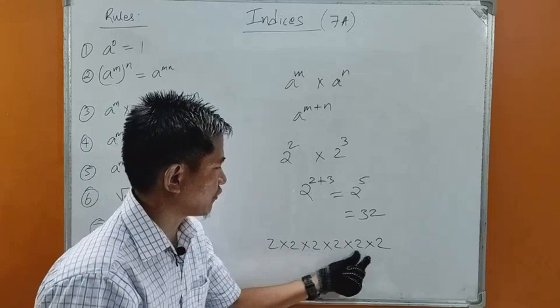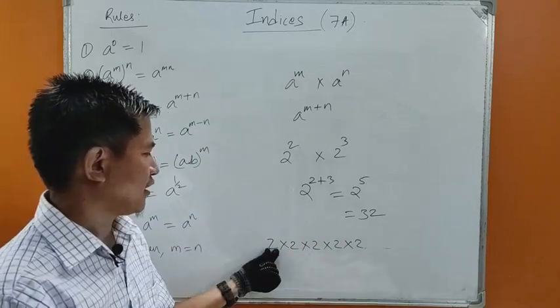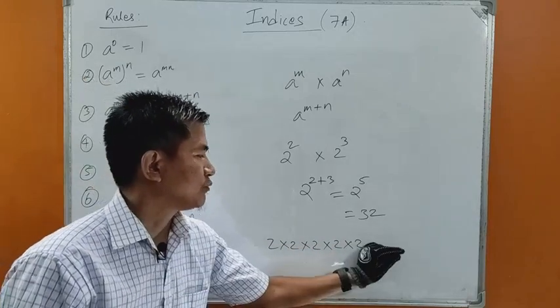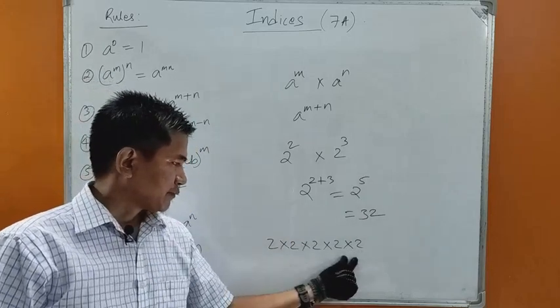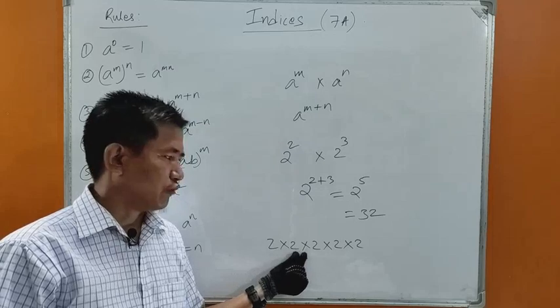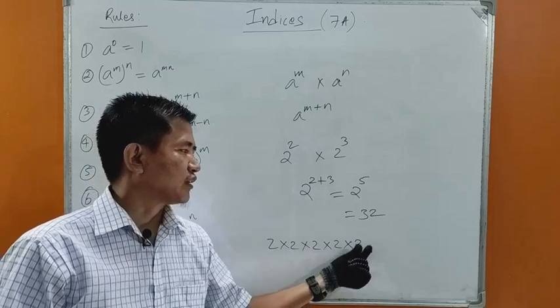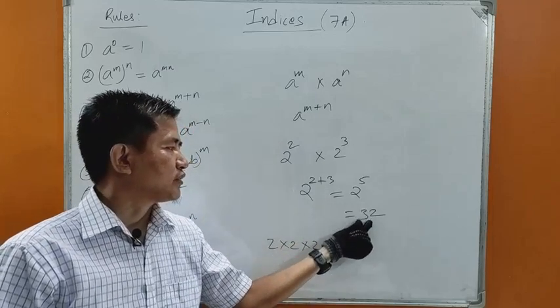1, 2, 3, 4, 5. 2 to the power 5 means 2 multiplied 5 times. Let us check: 2 to the 4, 4 to the 8, 8 to the 16, 16 to the 32. 2 to the power 5 means 32.